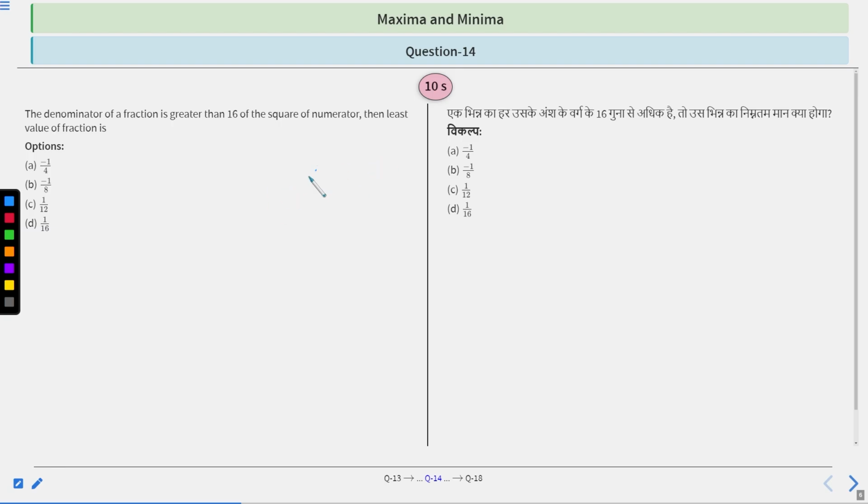Clear? So we have f(x). To find the least value, we will first find f dash x, which we will put equal to 0 to find the critical point. And at each critical point, we will calculate f double dash x. If we have to find the least value, then f double dash x at the critical point should be greater than 0. Clear? So in this way, you can approach this question. Okay. So you have 10 seconds to solve this question. After 10 seconds, we will discuss the solution.